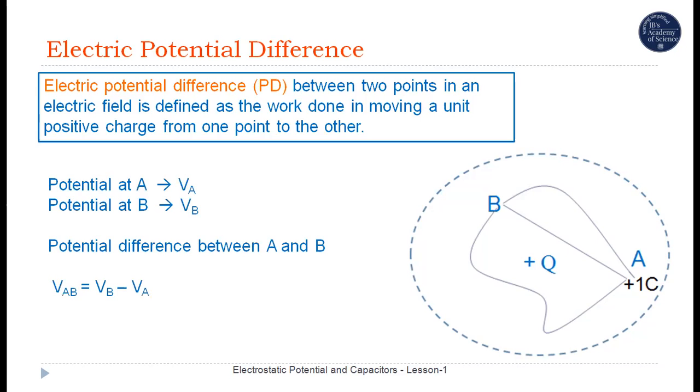Here, let us take the potential at A as VA, and the potential at B as VB. These are the electric potentials at A and B separately. Now, the potential difference between A and B is VAB, the difference in the potentials, VB minus VA. Remember, electric potential is a scalar quantity because it is energy per unit charge. Energy is a scalar quantity, charge is a scalar quantity. So electric potential is also a scalar quantity.